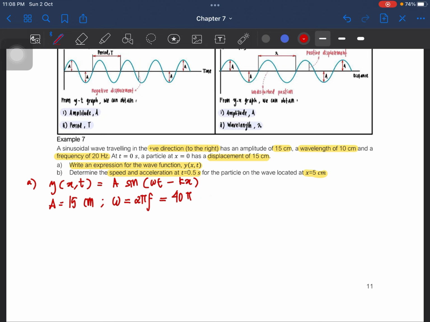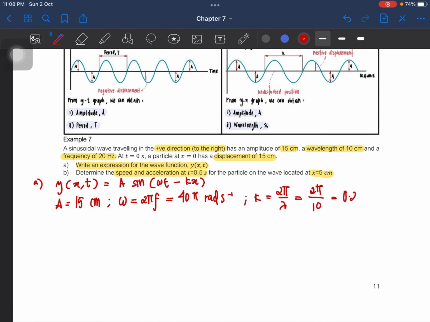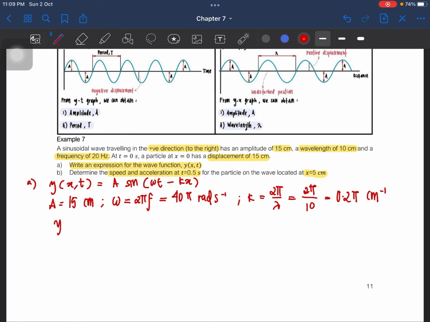And then we have the wave number, which is equal to 2 pi over lambda. So this one we get 2 pi over 10, because we want centimeters. So we get 0.2 pi per centimeter as the wave number. Now we can substitute everything into the general equation. So y(x, t) is equal to 15 sin(40 pi t minus 0.2 pi x).